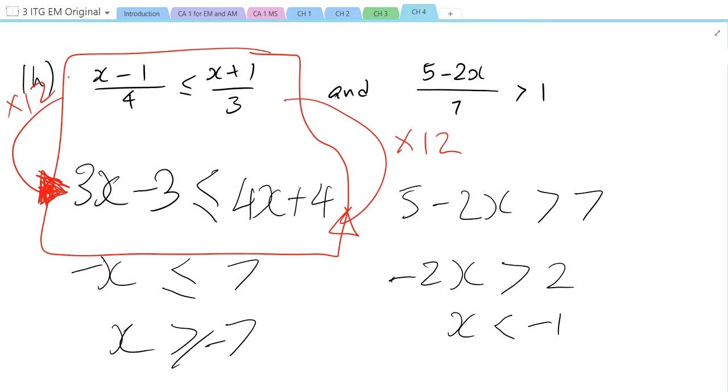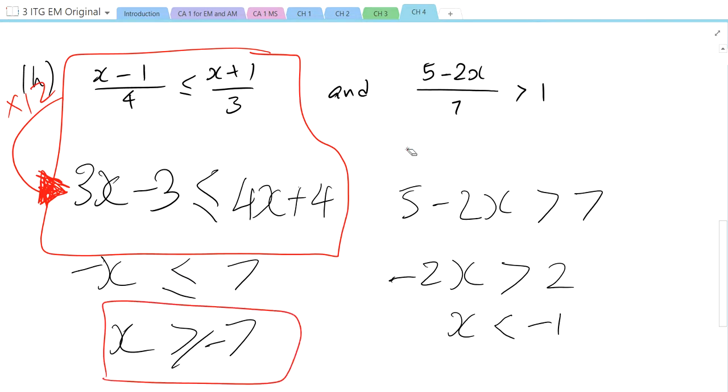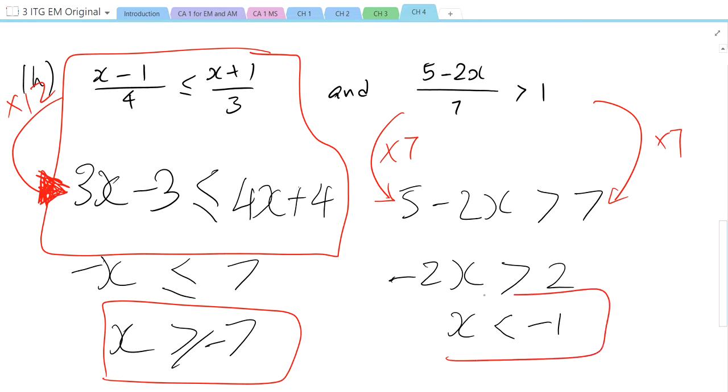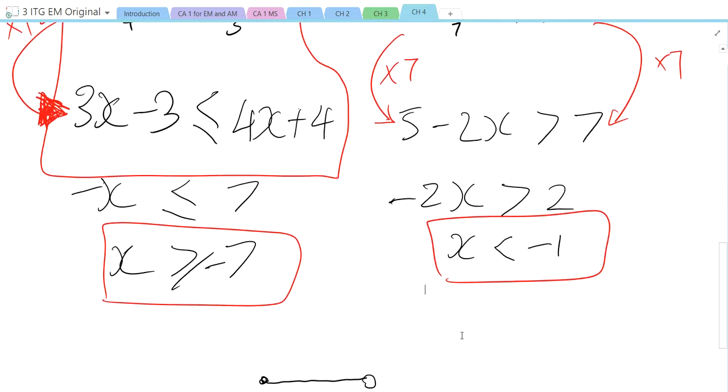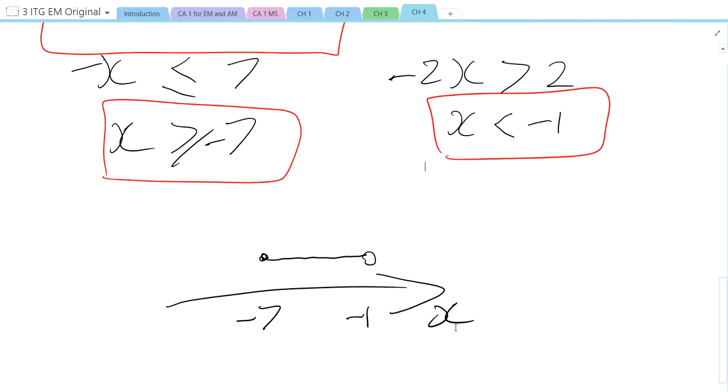Okay, so he continued and got x greater than or equal to negative 7. On the other side, he multiplied by 7 on both sides. Got another inequality, x less than negative 1. Transfer them onto our number line. So one small area for improvement: put a dash over here so I know where exactly is your negative 7 and negative 1. Okay, he skipped the working in between.